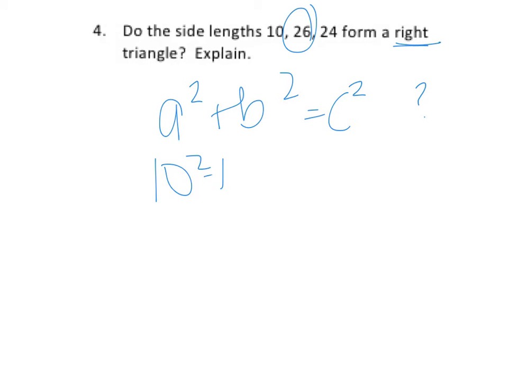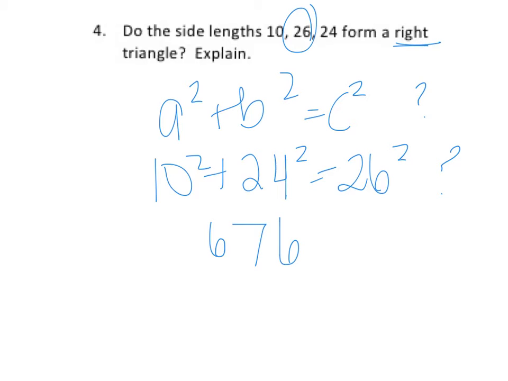10 squared plus 24 squared, does it equal 26 squared? That's what we want to know. When I add 10 squared and 24 squared, this gives me 676. And when I square 26, it also gives me 676. I have two numbers that are equal, which means yes, it does form a right triangle.